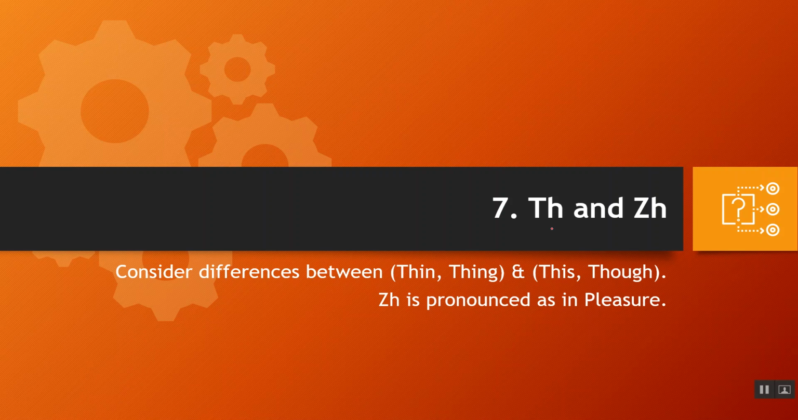Now, we have to see the two ways in which th is pronounced. There is a difference between thin, this, thing, though. And zh is pronounced like in pleasure. Zh is pronounced like this part, pleasure.